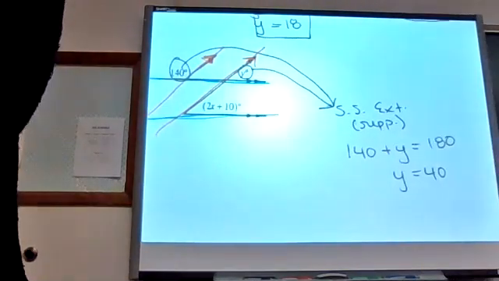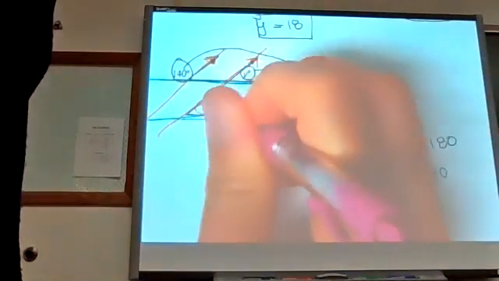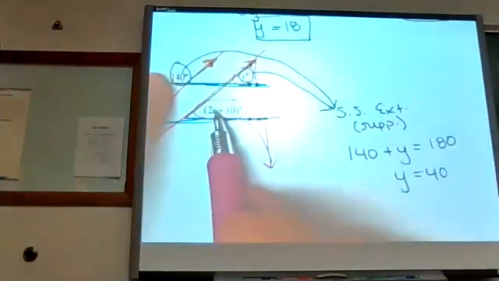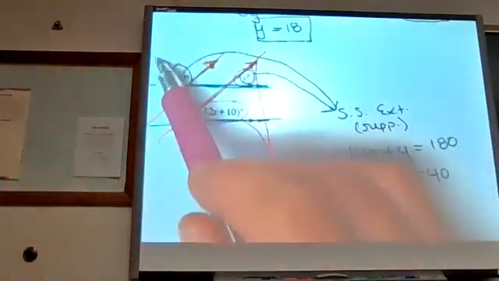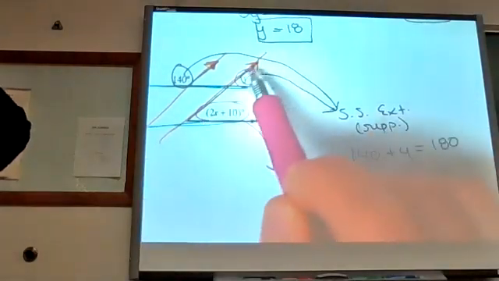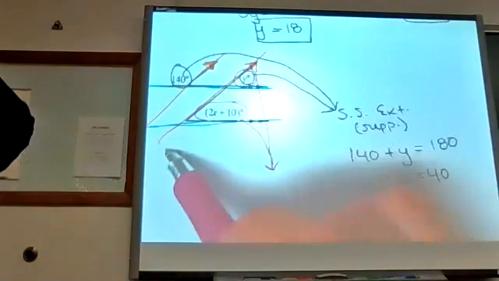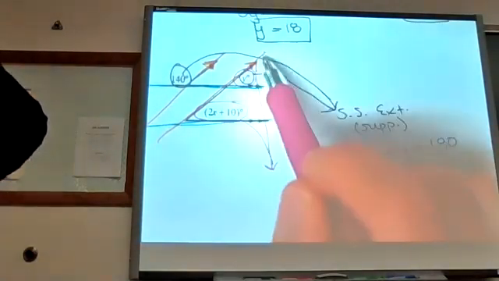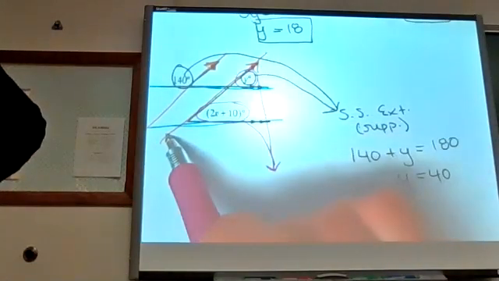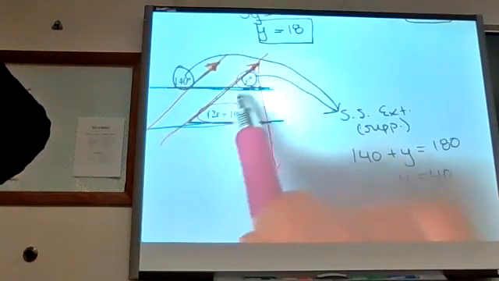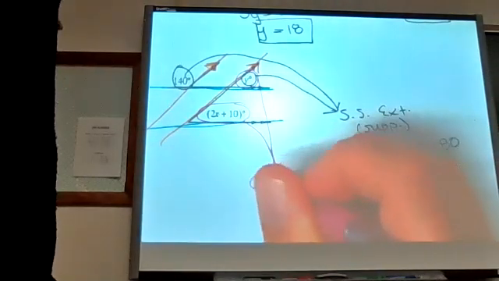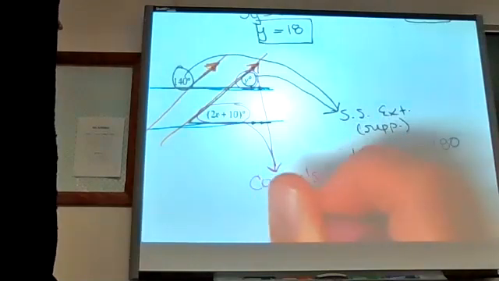Okay. What's the relationship here then? These don't have a relationship, by the way. Okay, 140 is not on the same transversal as the 2x. So I got to go here. They're on this same yellow line. What's the relationship here? They're on the same side, but one's in, one's out, so they're corresponding. Corresponding angles are congruent.